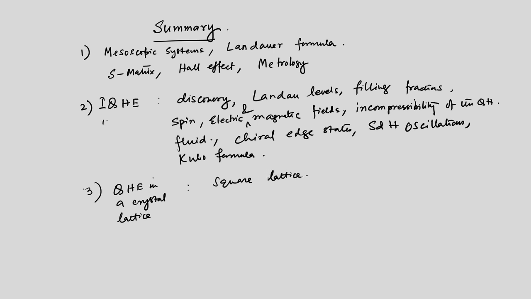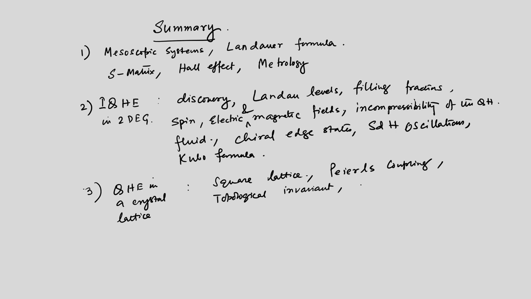So all these things are in the 2D electron gas, and then first we have talked about the square lattice, and we have learned how Peierls coupling sort of modifies the hopping term from one lattice site to another. Then we have talked about the topological invariant, which is the Chern number in this particular case.